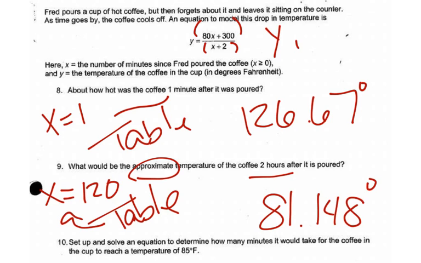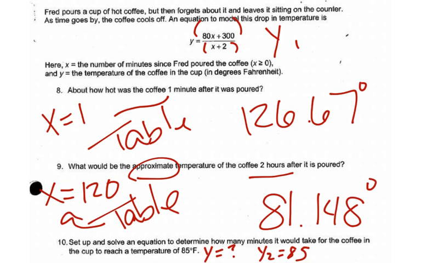The last question, number 10, tells you to set up and solve an equation to determine how many minutes it would take for the coffee in the cup to reach a temperature of 85. In other words, when will y equal 85? So go put 85 at y2 on your calculator and find where they cross. So go to y2, type 85, second, calc 5, let it draw, enter, enter, enter, and I'm getting an error.